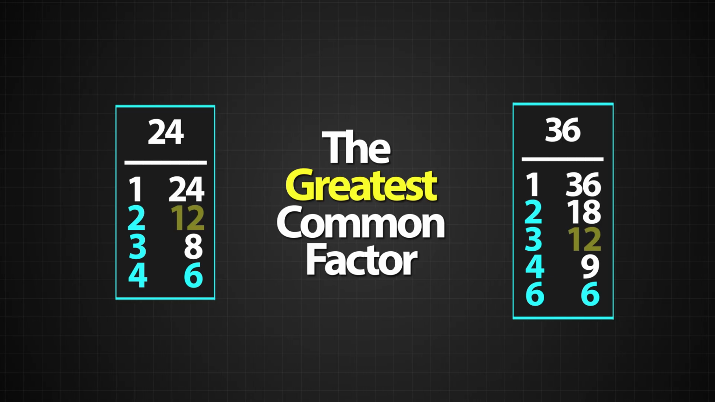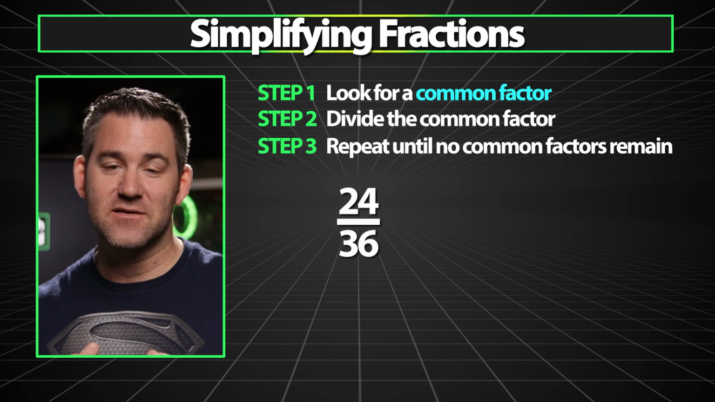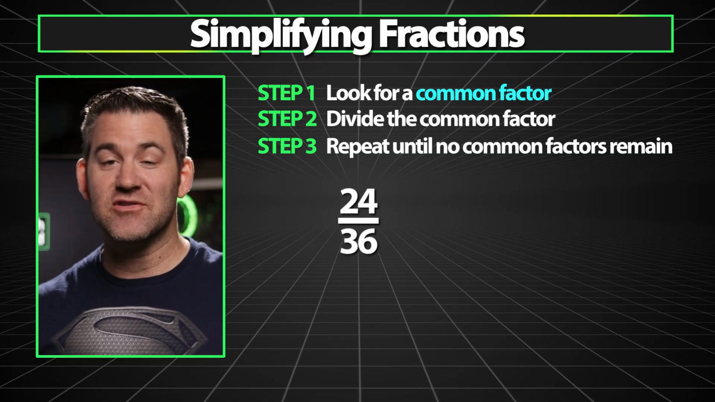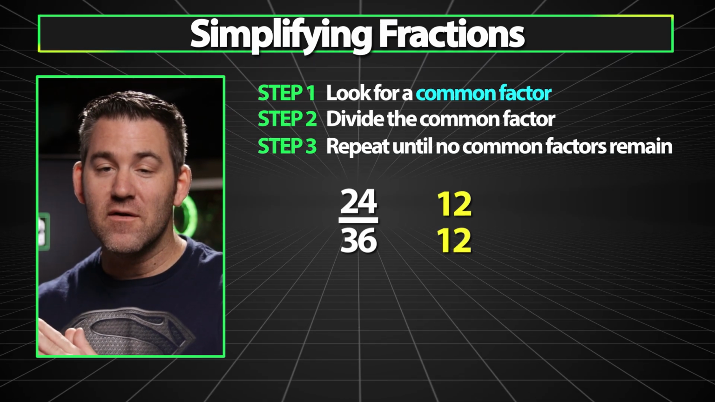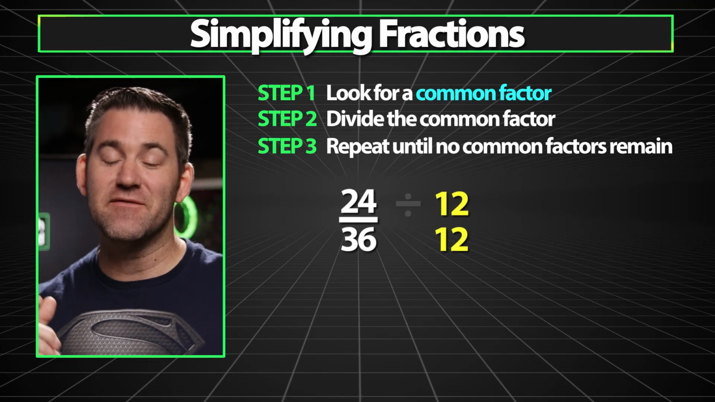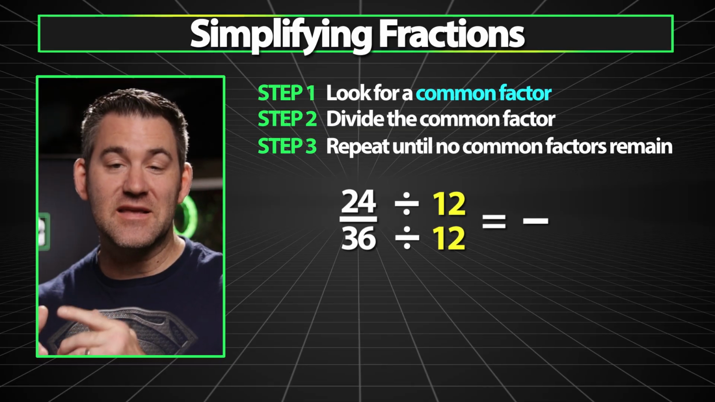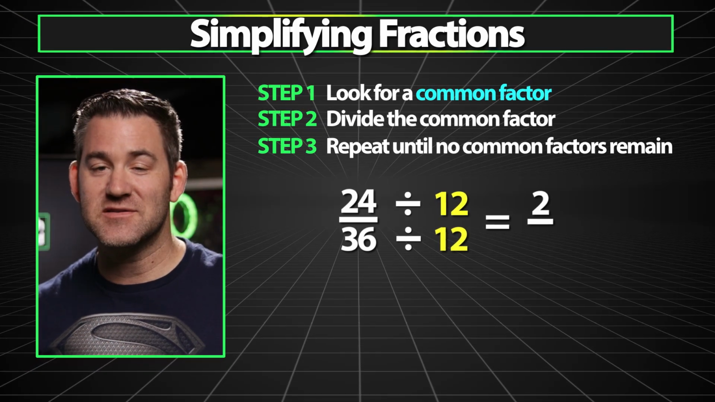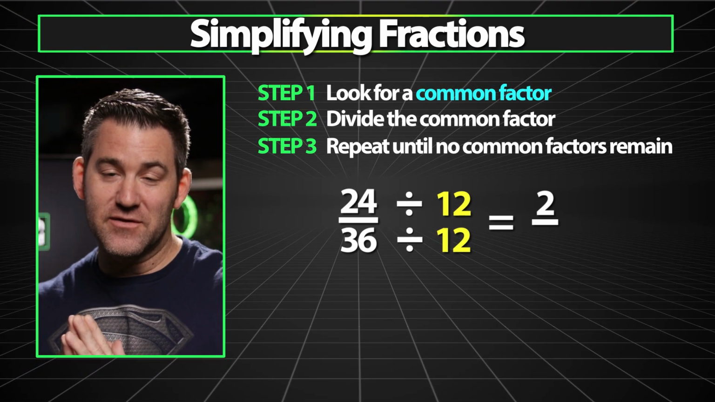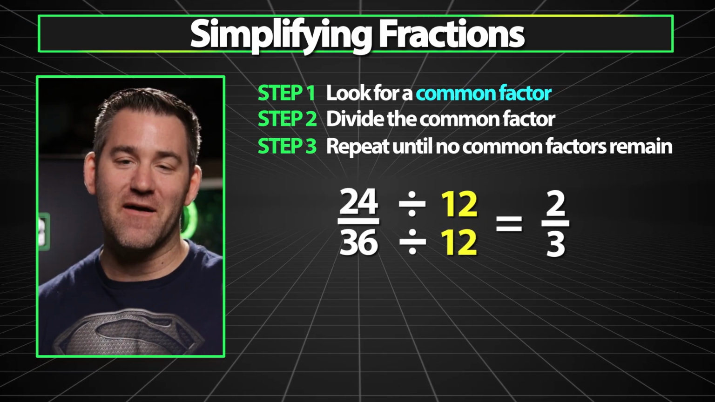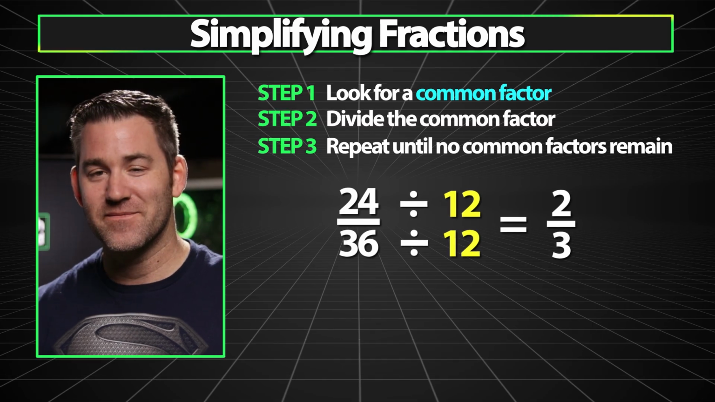Let's go back to 24 out of 36. If you recognize from the start that both numbers have a GCF of 12, then we can go straight into dividing both of them by 12. Well, 12 goes into 24 2 times, and 12 goes into 36 3 times. And boom, there we have our final answer, 2 out of 3.